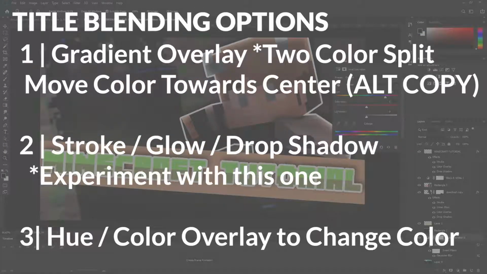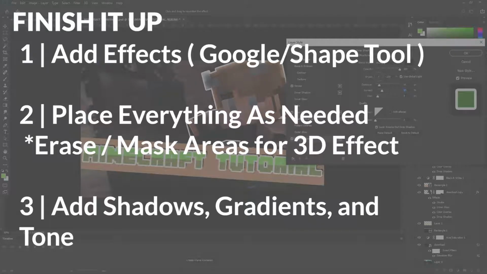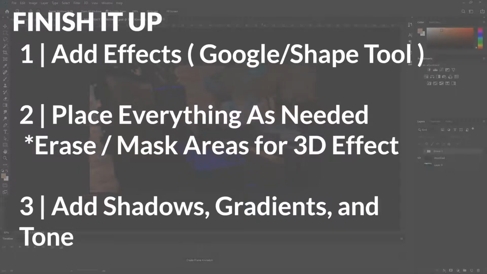By this point, I'll be finishing up and I'll be googling effects, or making them with just the brush and shape tool for clickbait and such, placing everything as I need, and I'll even use the eraser and or mask tool depending on how I'm feeling to make 3D effects, like my arm reaching over the title or my legs behind and in front of the border to make it look like I'm walking out.